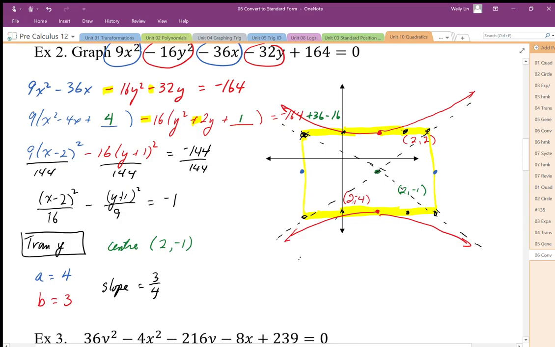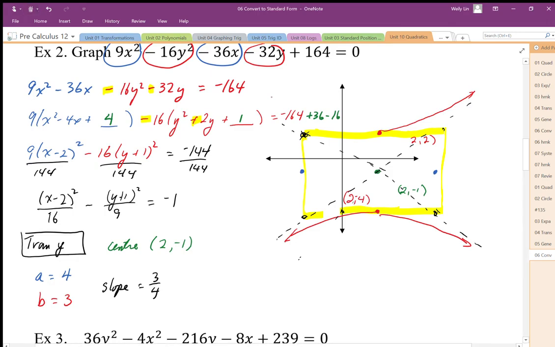Okay, so this looks a little bit messy, so I'm just going to clean that up a little bit. Looks like I should be over a little bit further to the right. Okay, so it looks a little bit off, but we're just going to go with that. So we're going to just sketch in that rectangle again. There it is, and then draw in the rest of that hyperbola.